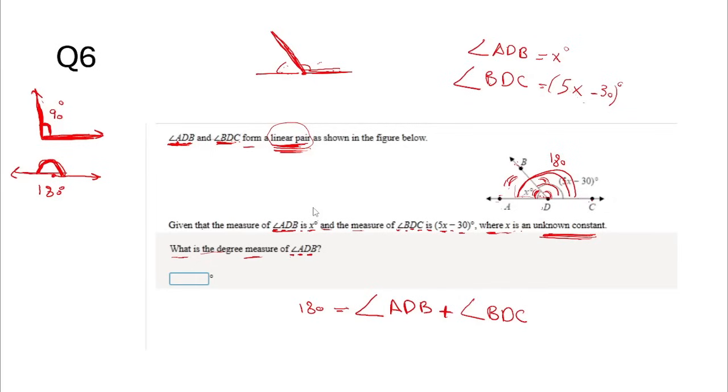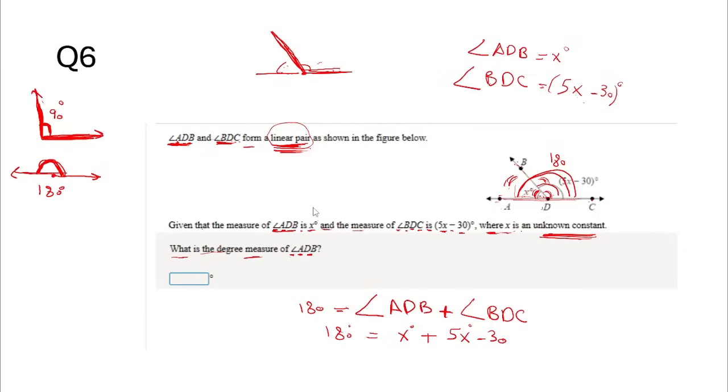That means this angle plus this angle, the total of the two angles, is equal to 180. This line is 180, and I divided this angle into two angles, BDC and BDA. Okay, so now let's solve the question. Let's substitute ADB is x plus BDC is 5x minus 30, and this in degrees equals 180.